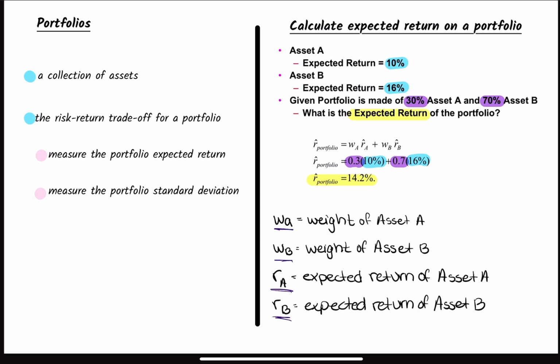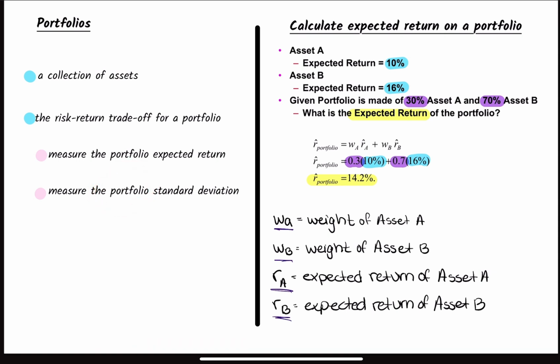If we have a portfolio, we can decrease our risk by having it be more diversified. So a portfolio is a collection of assets, and we have a risk-return trade-off for a portfolio. We would measure the portfolio expected return and then measure the portfolio standard deviation. So previously it was just based on one stock, but if we're doing portfolios, it's based on the whole portfolio, the expected return of the portfolio, and then the standard deviation of the portfolio.